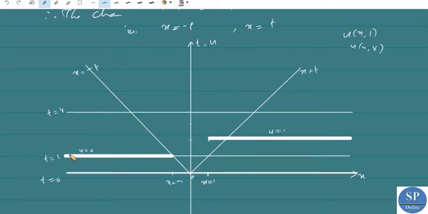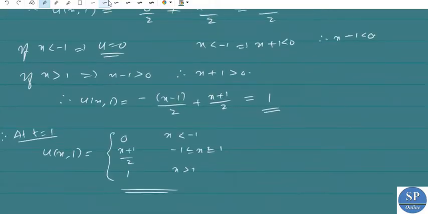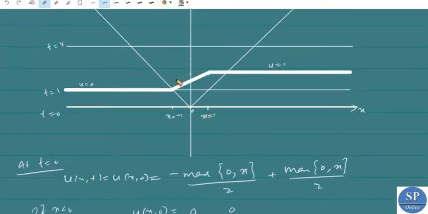In the case t equal to 1, this is u equal to 0, and this is u equal to 1 when x is greater than 1, and when x lies between minus 1 and 1, we have the line like this. This is nothing but the line u equal to (x plus 1) divided by 2. That is u equal to (x plus 1) divided by 2. Okay, that is the case when t equal to 1. Now we have to plot the curve u when t equal to 4.